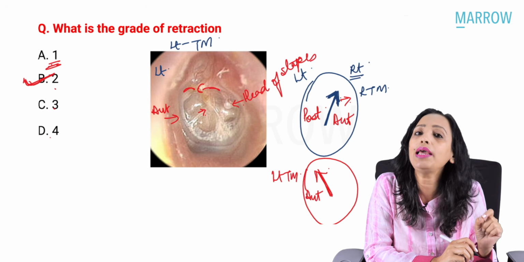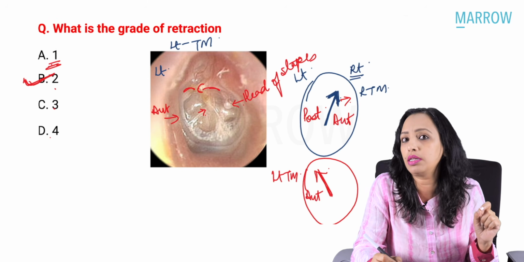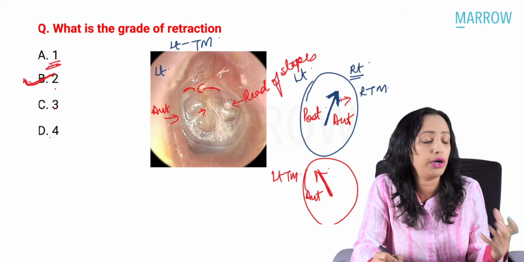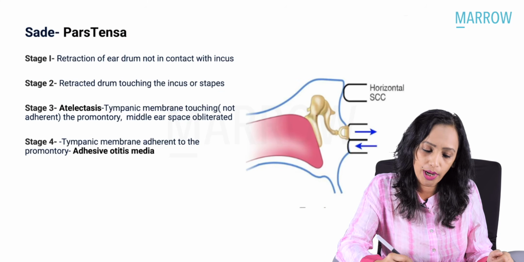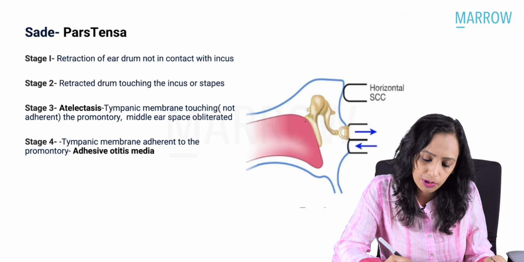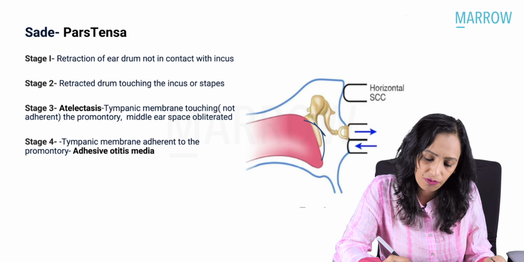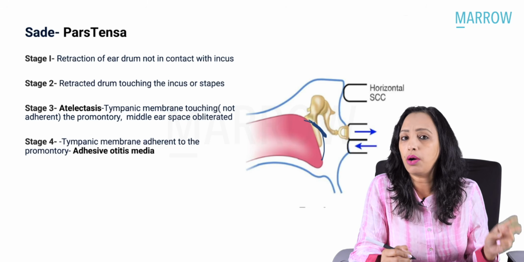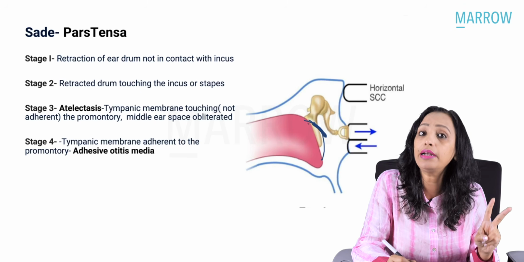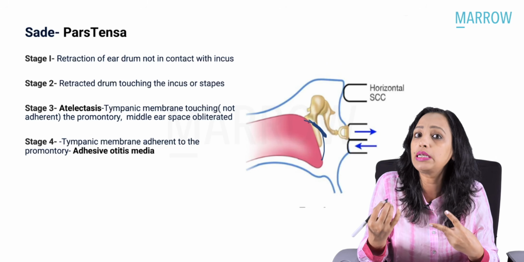Now let us quickly have a look at how these retraction pockets look like on endoscopic pictures and what they are. Yes, as I told you, what is stage 1? Stage 1 is when the tympanic membrane is just a little retracted. So the handle of malleus also will be foreshortened. The features I just told you. Now what is 2? 2 means it is retracted little more medially, little more deeper is the retraction.